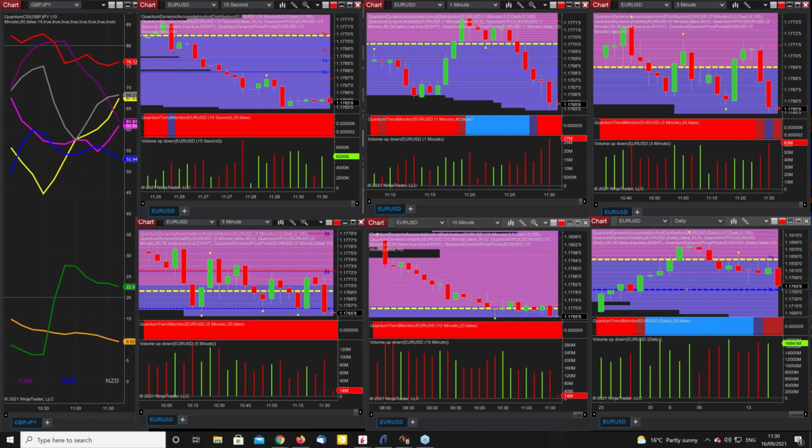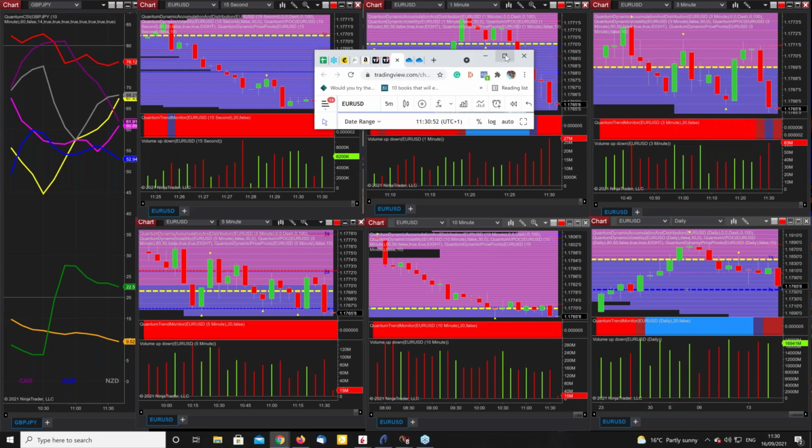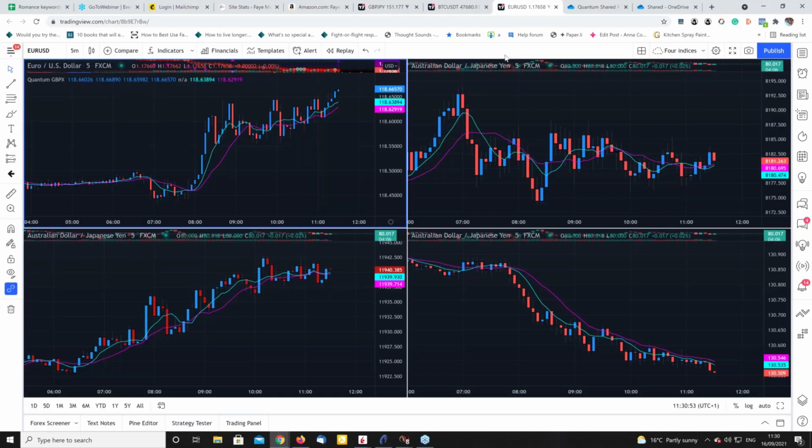Where to start? Let me just pull this over because this really just encapsulates where we are at the moment. This is all on 5 minute, four charts on 5 minute. This is the pound index. This is the yen index. The bottom left is the dollar index and bottom right is the euro index. So it's pretty clear what's going on.